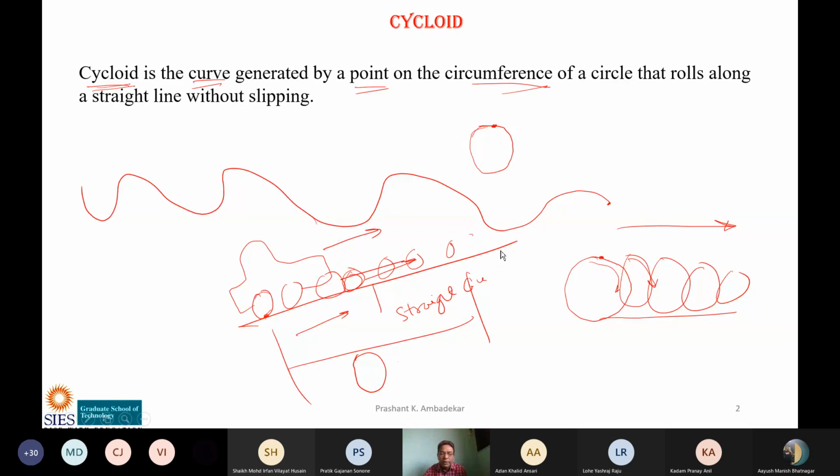Now I have told you this line. This circle is called the rolling circle, because the circle is rolling, and the line on which it rolls is called the generating line. It is generating the curve. Because of this, the curve is generated.